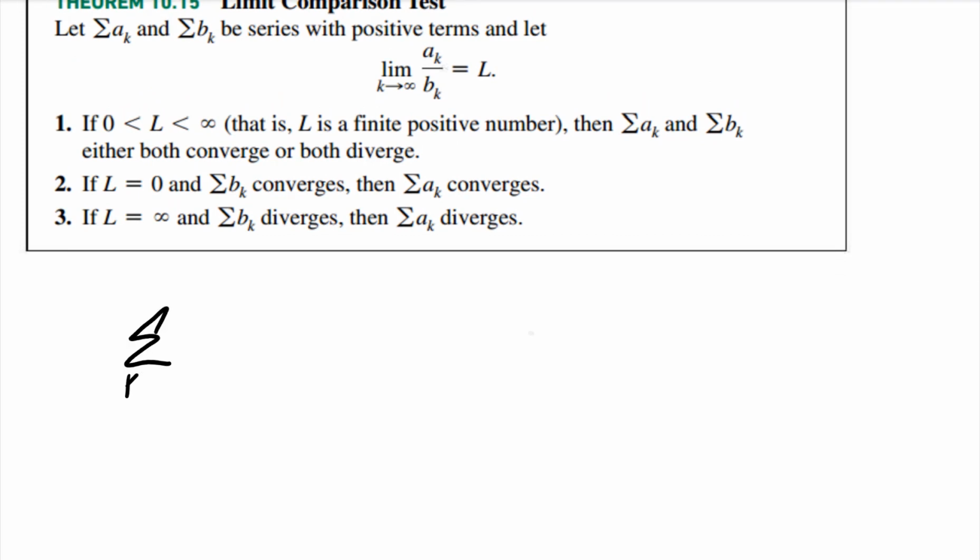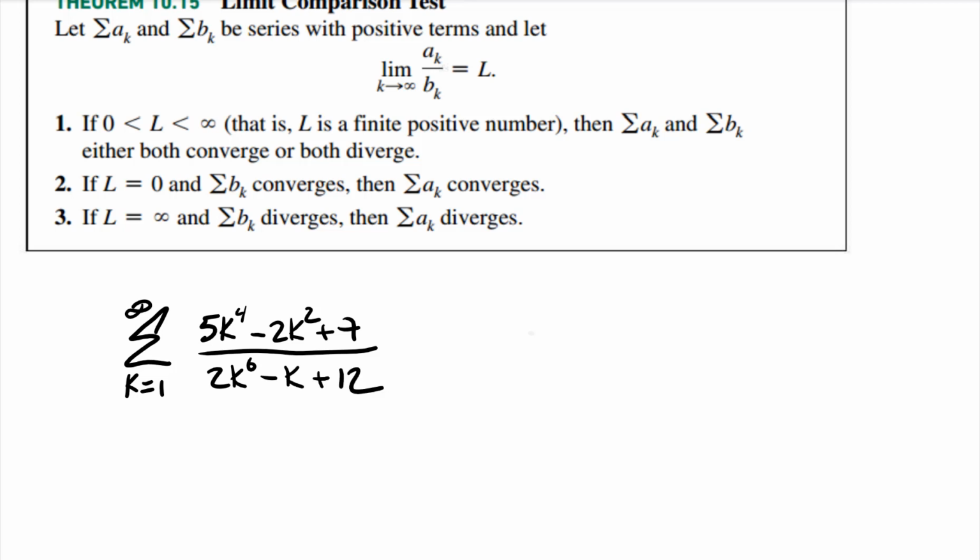So let's look at, what do we want to do? The sum from k equals 1 up to infinity of 5k to the 4th minus 2k squared plus 7 all over 2k to the 6th minus k plus 12. And I'm like, whoa. Okay, that's our a sub k. Right inside of here, our a sub k is what we're given.